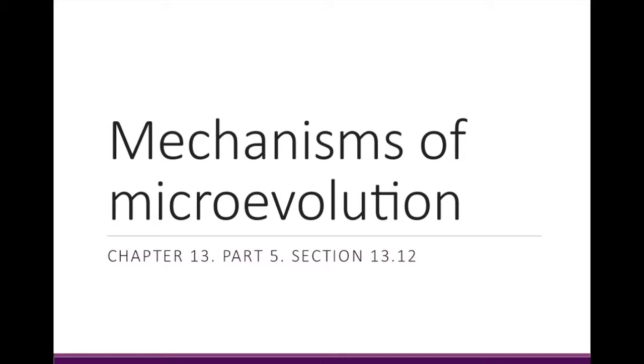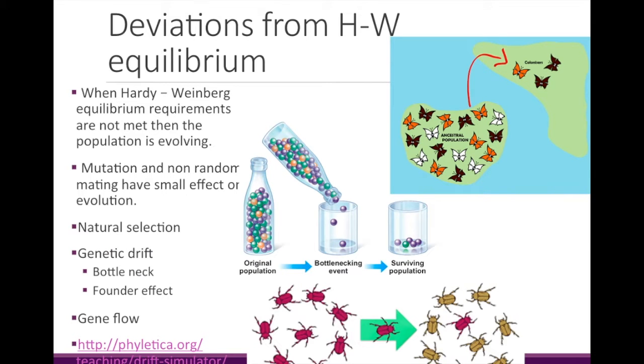Now that we know what the requirements are to not evolve, let's look a little closer at the things that do cause populations to change. We could simply state that if any of the requirements for Hardy-Weinberg equilibrium are not met, then the population is evolving. This is true, but some of the deviations from equilibrium have greater effects on populations than others.